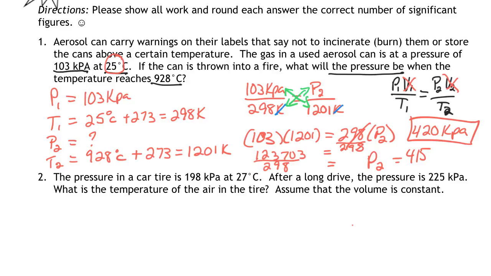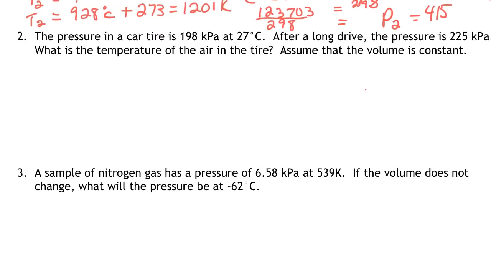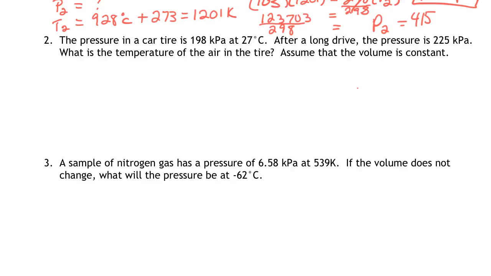Let's go ahead and try number 2. Again, I'm going to annotate my question. The pressure in a car tire is 198 kPa at 27 degrees Celsius. After a drive, the pressure is 225 kPa. What is the temperature? And again, it tells me that I'm going to assume that the volume is constant. So when I'm doing my formula here, in this particular question, volume is constant, so again, I'm going to not need to use volume in this formula.